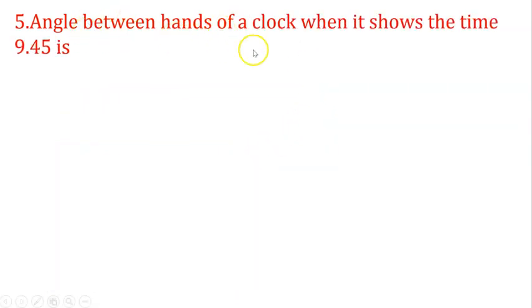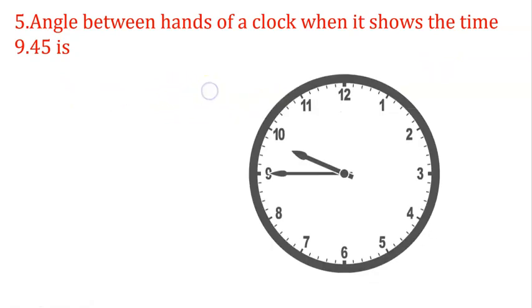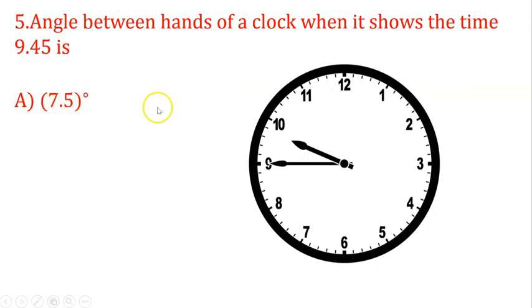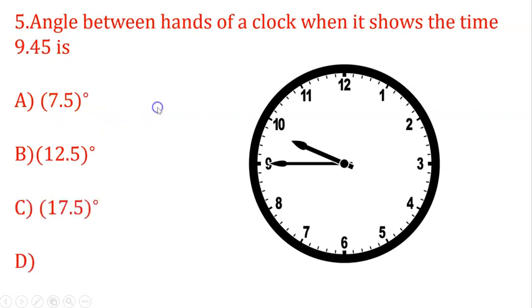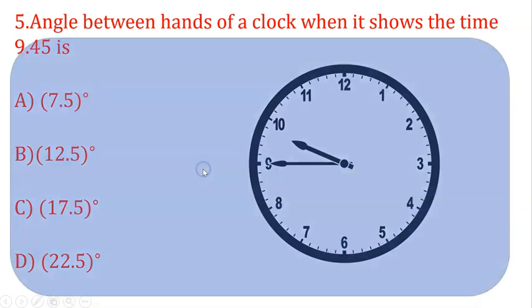the angle between the hands of a clock when it shows the time 9:45 is: the first is 7.5 degree, B is 12.5 degree, C is 17.5 degree, and D is 22.5 degree. Now see this here, the clock at 9:45. The angle between the hour hand and the minute hand, it's clear that it is less than 30 degree. Now we'll find it out. See this here.